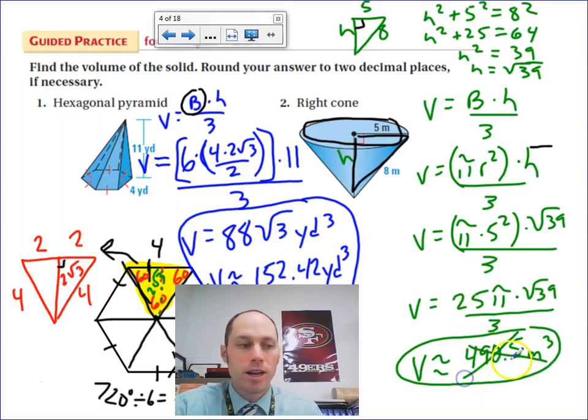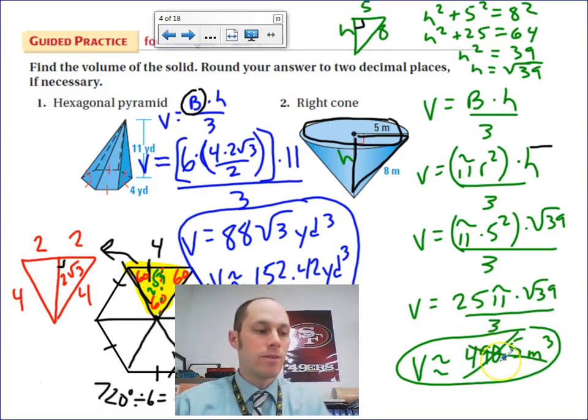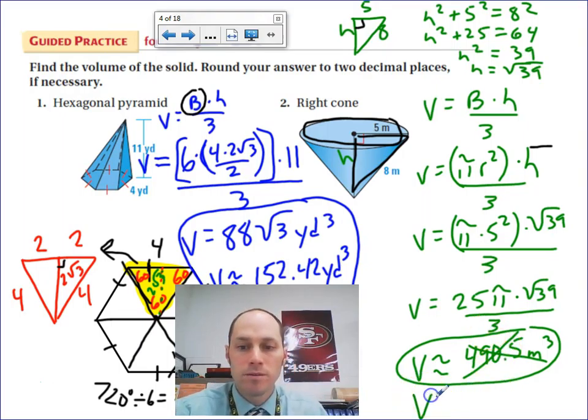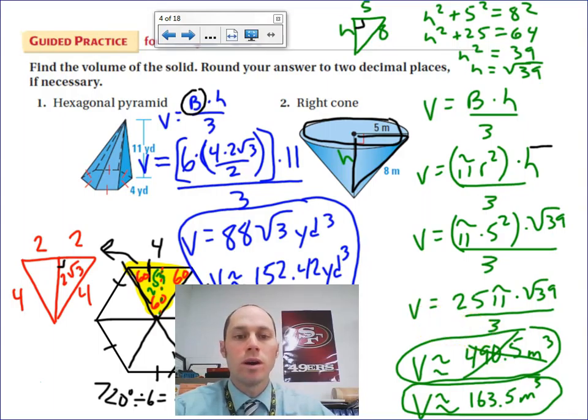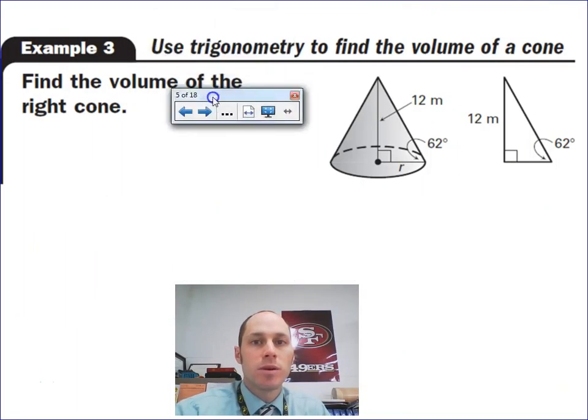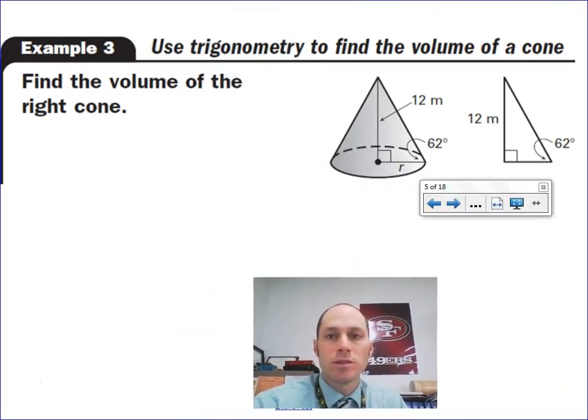So this is not right. I need to take 490.5 and divide that by 3 to get approximately 163.5. That looks better. But the big thing here is we have to make sure that we find out what we need to know in order to find the area of the base and the height. So the next problem suggests that we use some trigonometry.